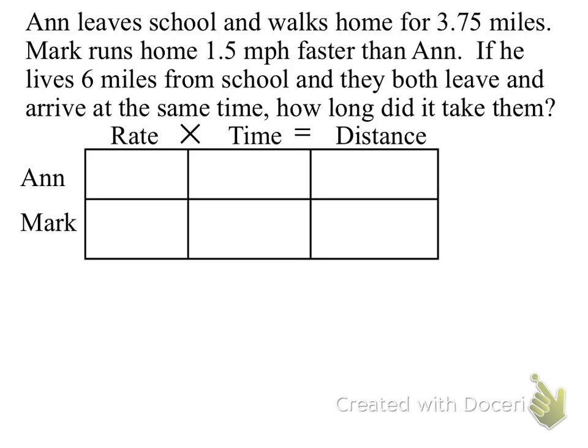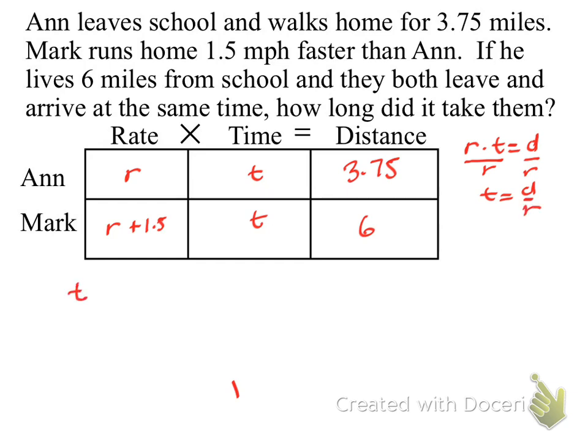First, let's fill what we know. I don't want to fill anything with variables. The distance for Anne is 3.75 miles. And the distance for Mark is 6 miles. And then, what do we know? Mark's rate is 1.5 miles faster than Anne. So he'd be R plus 1.5, and she'll just be R. The time is unknown for both of them, so it'd be T. Remember, rate times time equals distance, so divide by R. T is equal to distance over rate.